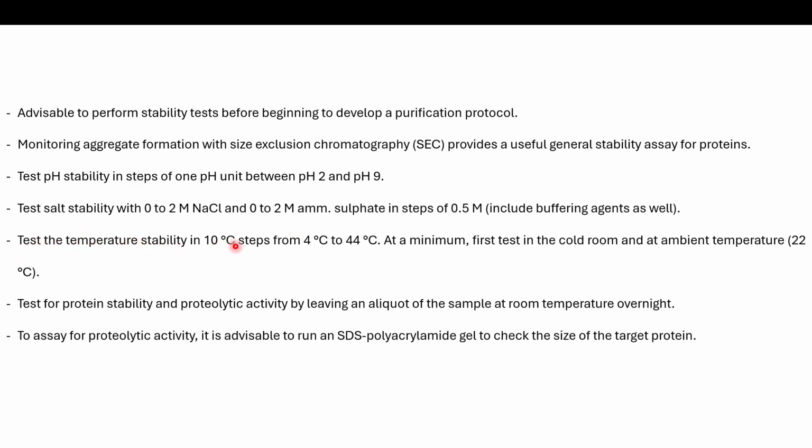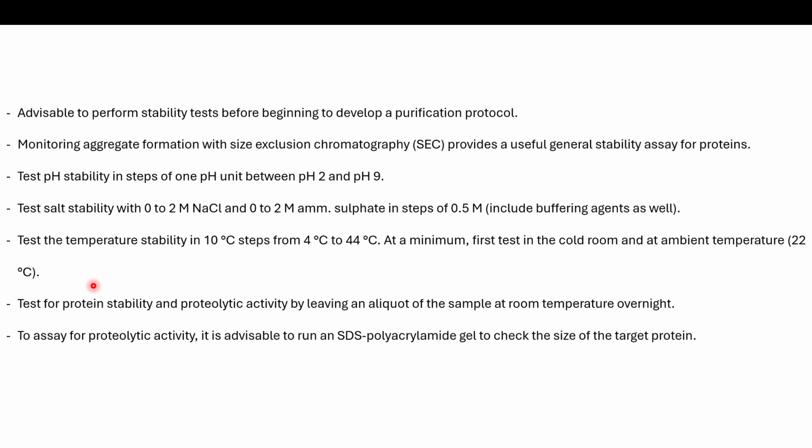Test the temperature stability in 10 degrees Celsius steps from 4 degrees to 44 degrees Celsius. And at a minimum, the first test in the cold room and at ambient temperature, 22 degrees Celsius. These are some of the suggestions to be kept in mind for someone developing a purification protocol.